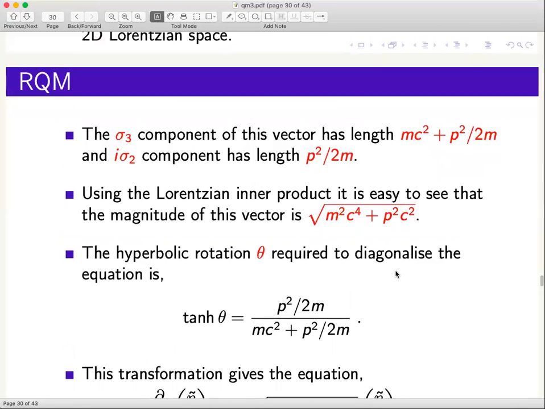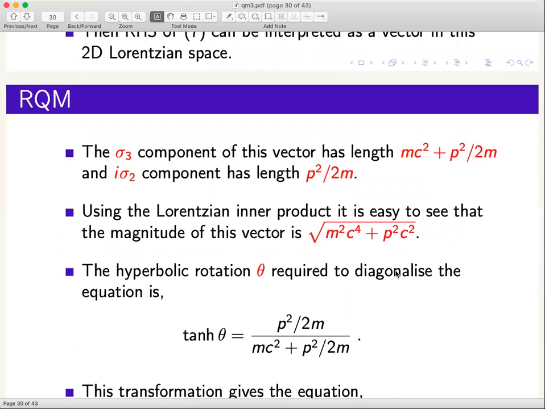Sir, here the magnitude is found by doing square of the time minus square of the space. Yes, it's a Lorentzian signature. So you take mc squared plus p squared upon 2m, whole squared, minus p squared upon 2m, whole squared. And you can check that the answer is p squared c squared plus m squared c to the 4. It is just a 2-3 line computation.